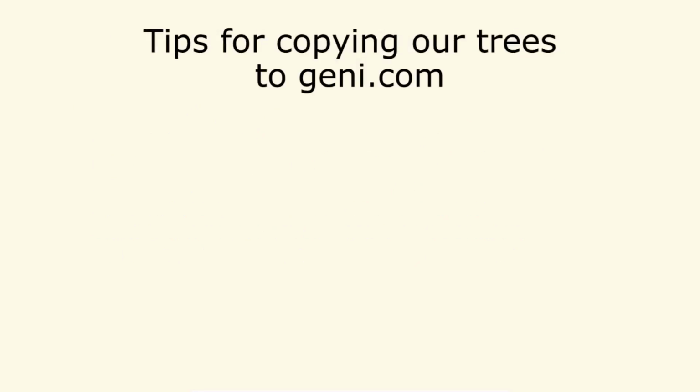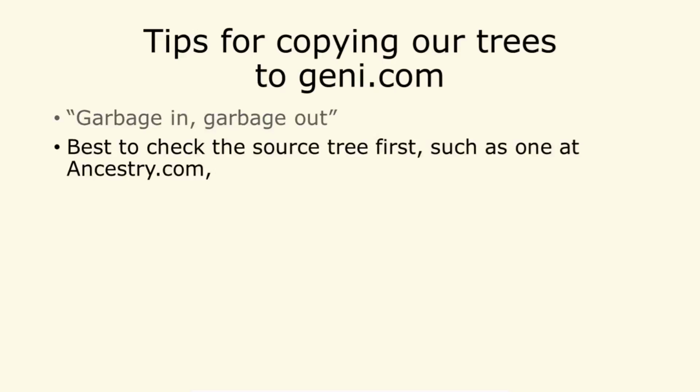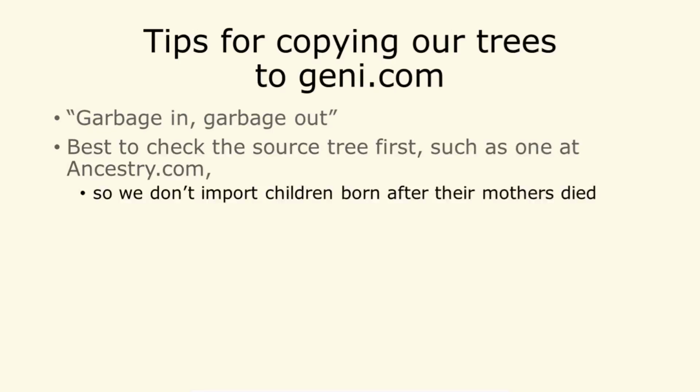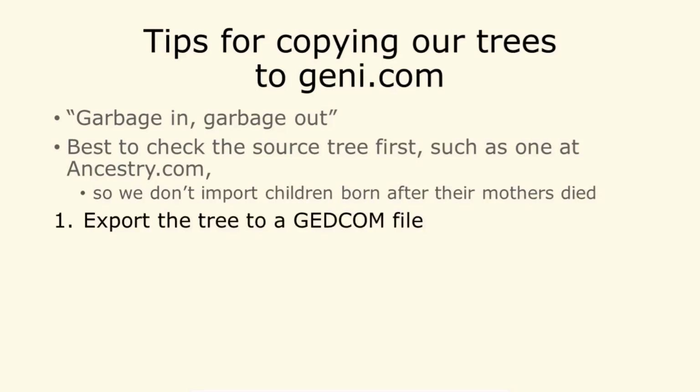When we're copying information from other trees to Geni.com, here are some tips. The first one is garbage in, garbage out. You've heard that about computers. You know, there's a nice saying, to err is human, to forgive divine, but to really mess it up takes a computer. We need to be careful about that. It's best to check the source tree first. So it might be one at Ancestry.com or MyHeritage or Wikitree, somewhere like that, so that we don't import children born after their mothers died and other embarrassing mistakes like that.